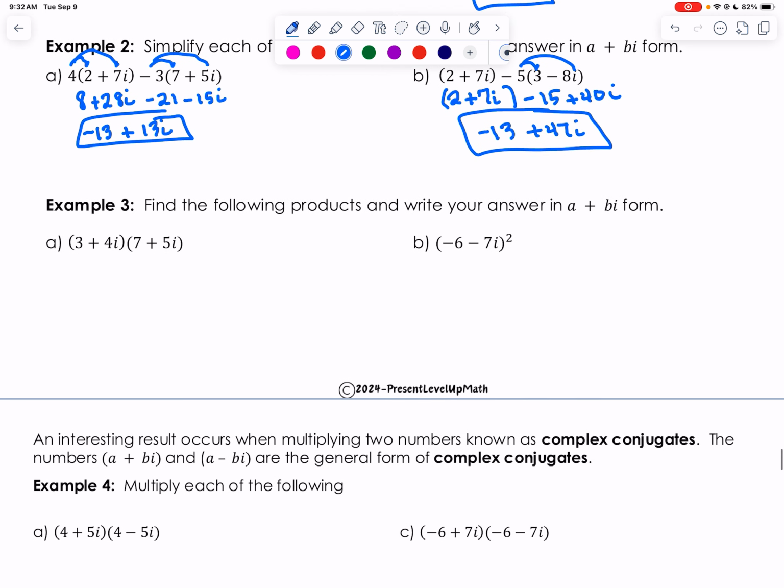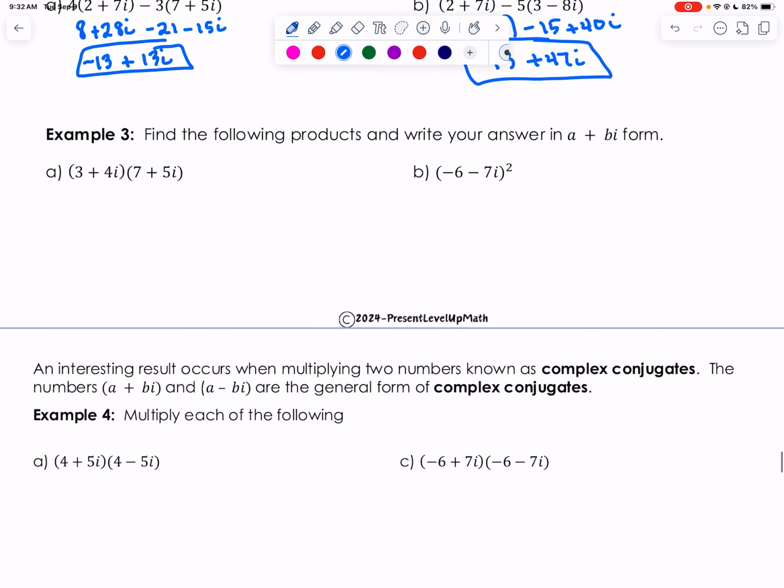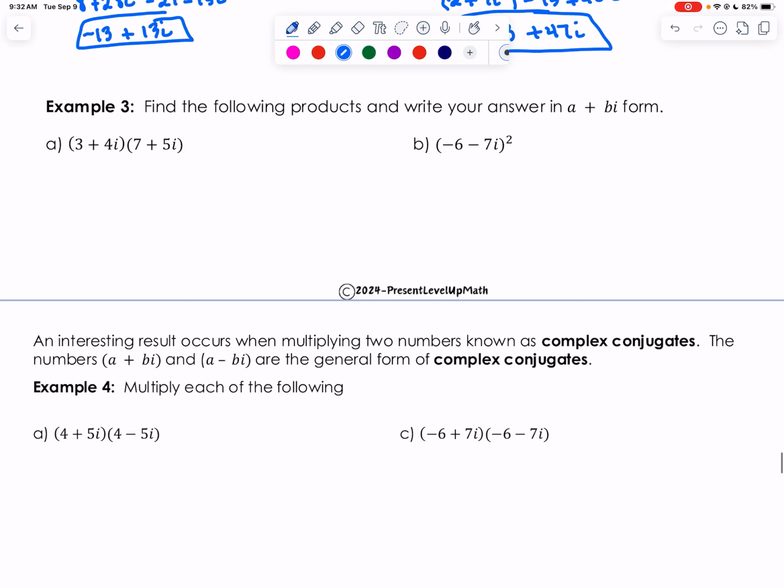Find the following products and write your answer in a plus bi form. So here we're going to have to use the distributive property first. I'll take my first term, which is 3, and multiply it by everything in my second parenthesis. So 3 times 7 gives me 21. 3 times 5i gives me 15i. Now I'm going to take my second term, 4i, and multiply it by everything in the second parenthesis.